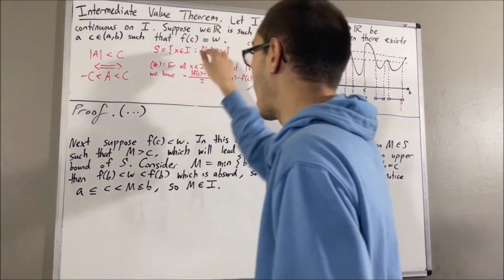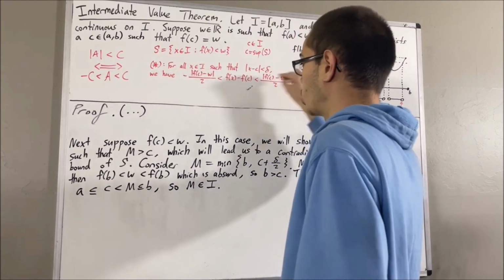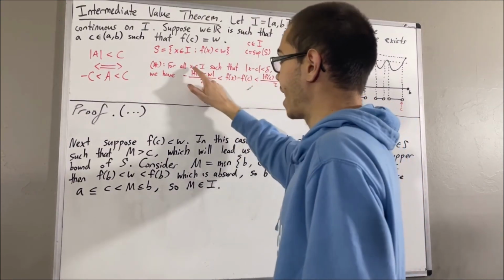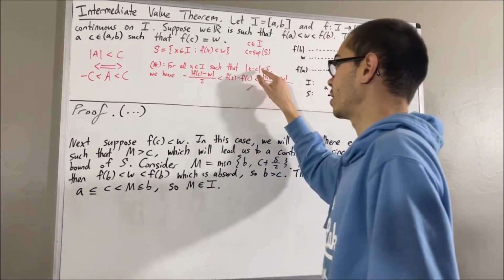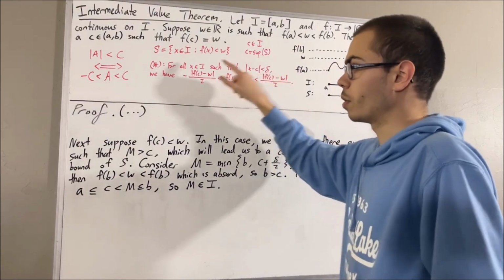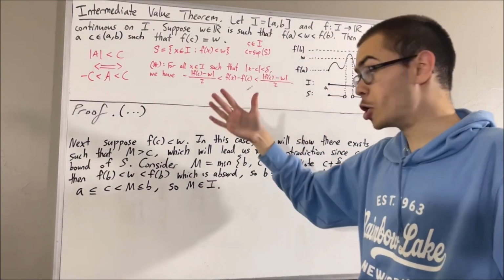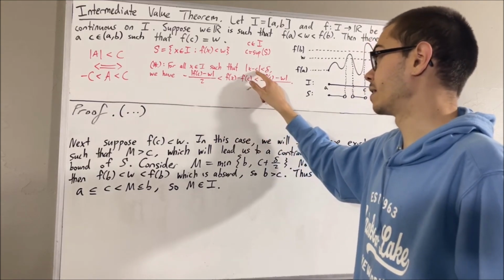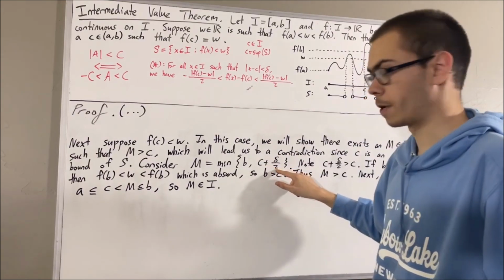And to show f of m is less than w, we are going to apply statement star. Now, to apply statement star, we need m to be an element of I, and we need the absolute value of m minus c to be less than delta. Well, we know that m is an element of I, that's what we have here. But we don't yet know that the absolute value of m minus c is less than delta. That's precisely what this second element is for, right?